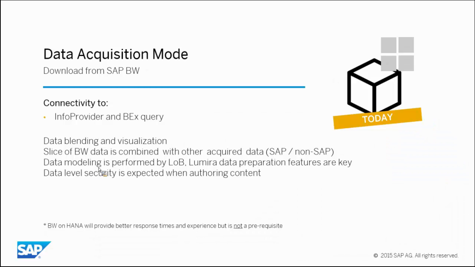And as I mentioned earlier, you can make use of the capabilities provided by Lumira, especially the data preparation capabilities like manipulation and enrichment to add additional business logic or transformation on top of the acquired data. And as I highlighted earlier as well, the data security is always taken into account while refreshing the document. Only the data which the user is authorized for would be pulled into the document. Just a note here, BW on HANA would definitely provide a better response time, but it's definitely not a prerequisite to be used within Lumira.